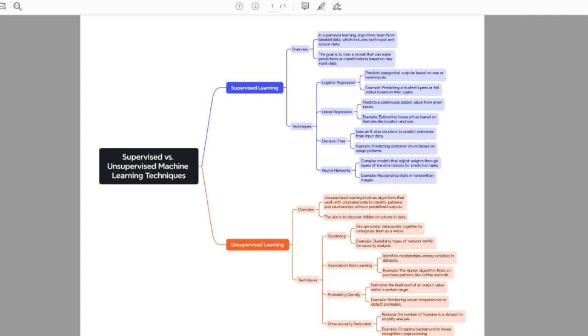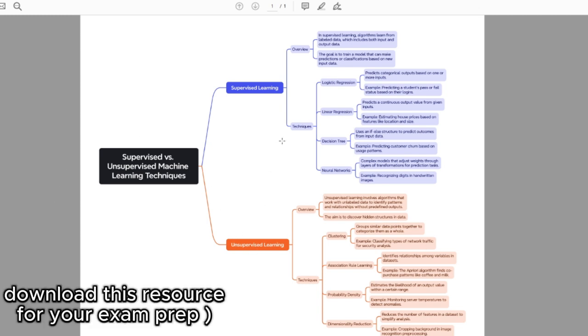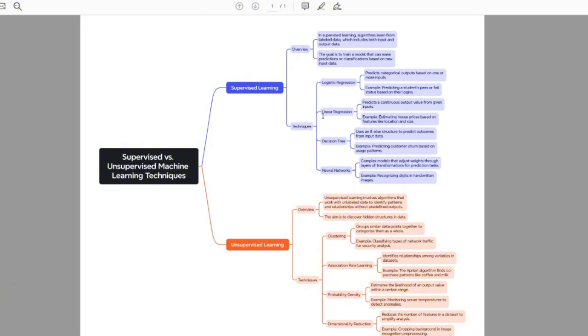Here are the different techniques listed from the supervised and unsupervised learning. So in supervised learning, we have, for example, logistic regression, linear regression, decision tree, and neural networks. And on the unsupervised one, we have, for example, clustering, association rule learning, probability density, and dimensionality reduction. And we will have a look at each of them in detail.